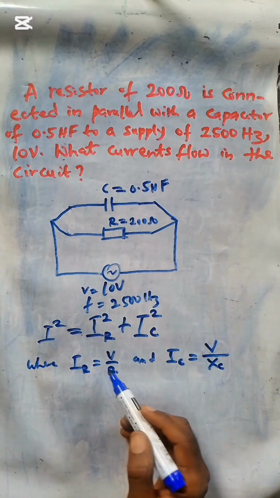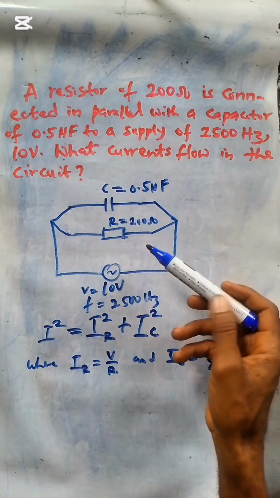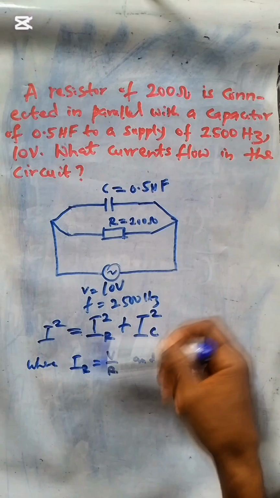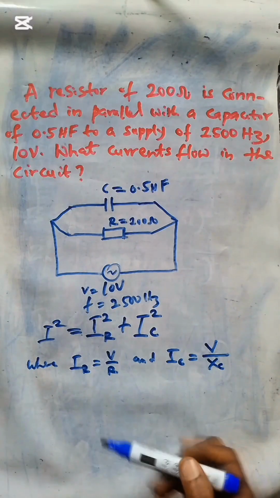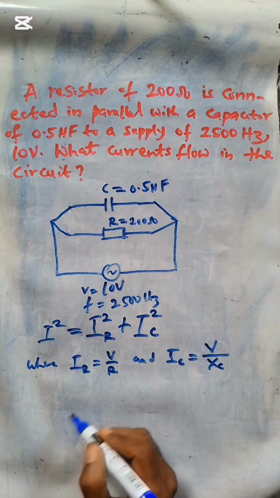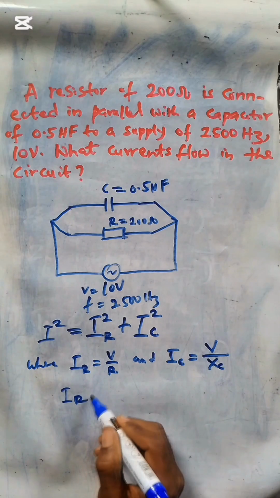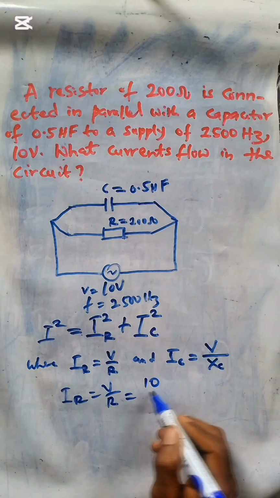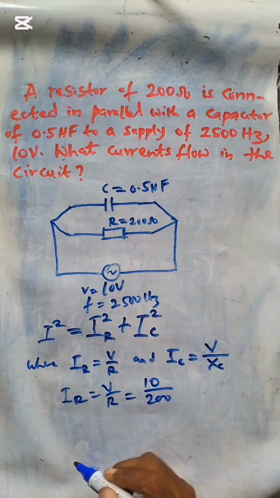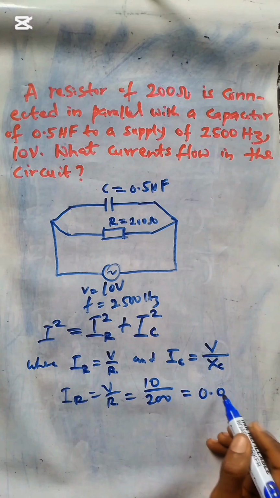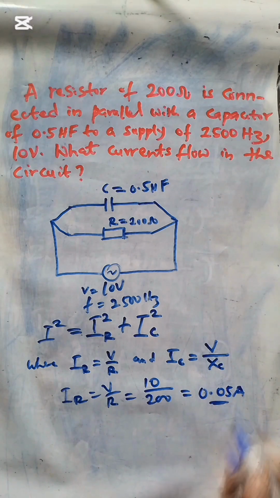So we can use that knowledge to calculate our current flowing through the resistor. We know the voltage, and we already know the resistance of the resistor. So I is 10 over our resistance, 200. When you press your calculator, the current will be 0.05 ampere. So that is the current flowing through the resistor.